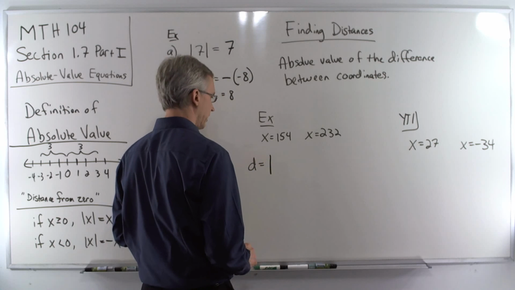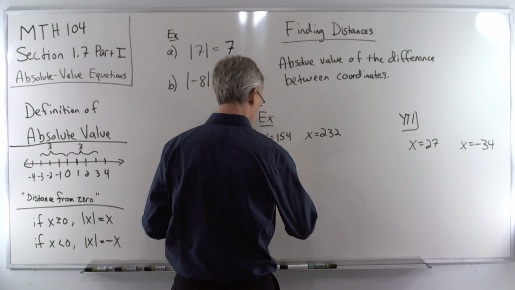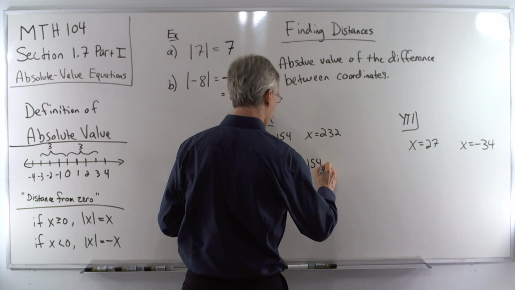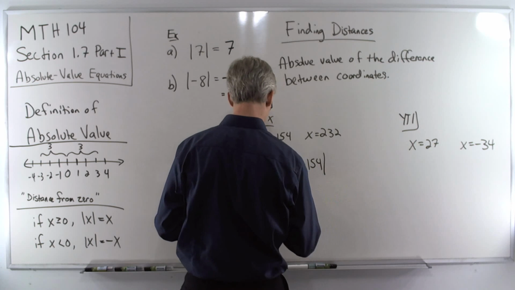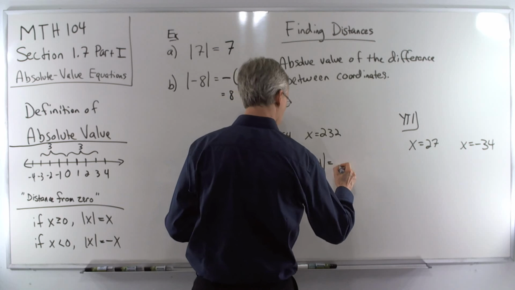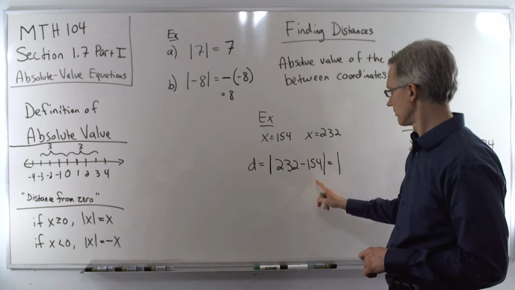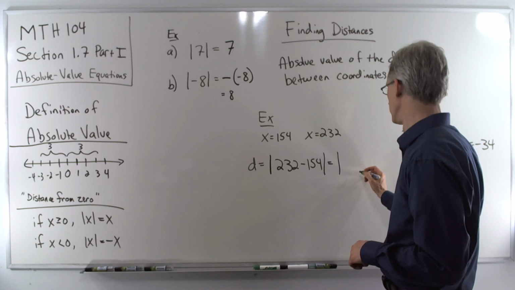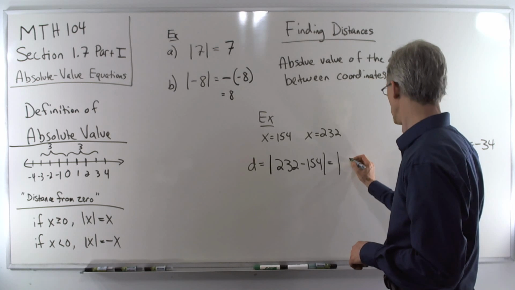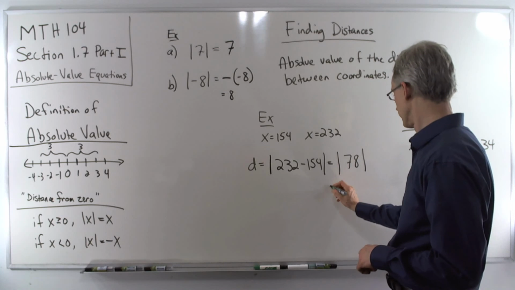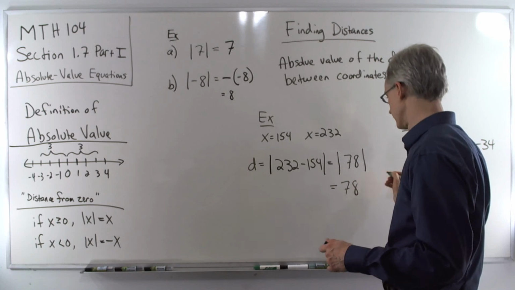So I'm going to take the absolute value of the difference. So I'm going to do 232 minus 154. Now, order of operations says to work inside the grouping symbol first and subtract these. So we get 78, and the absolute value of 78 is positive 78.